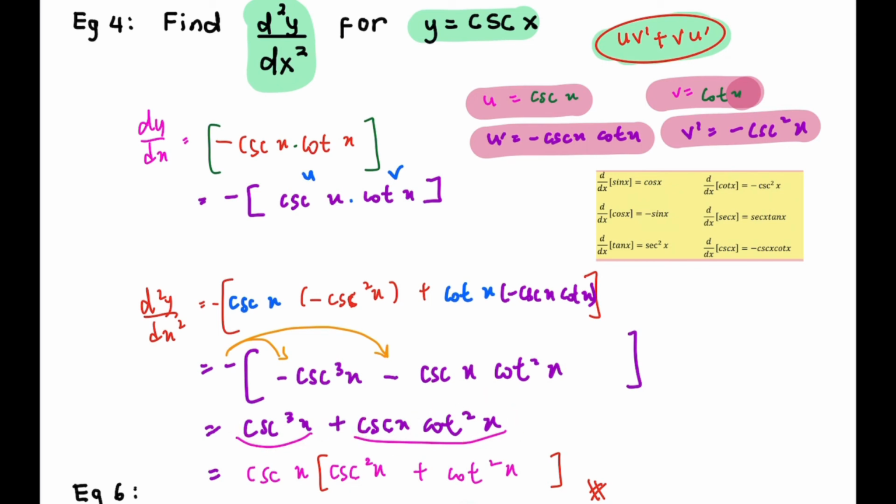Since you have these two terms here, let us factorize the common term. So the common term between these two is just cosecant x. Therefore, for the first function, you are left with cosecant squared x plus, for the second function, you are left with cotangent squared x. Therefore, this is your answer for second derivative.